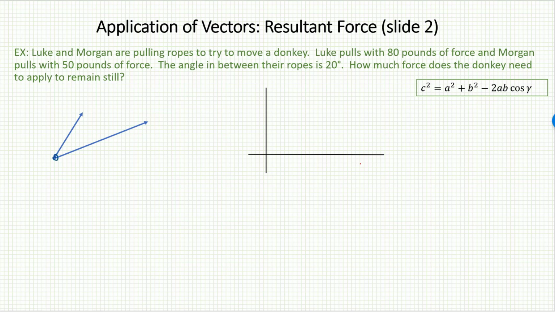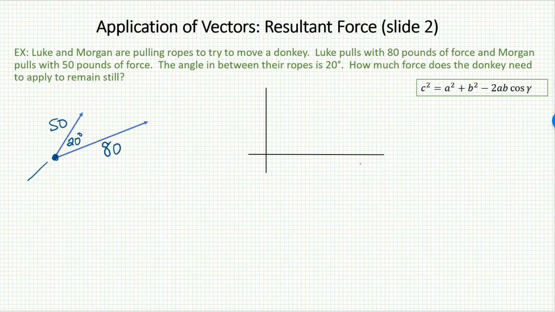The idea is that the donkey is right here, and they've got these two ropes attached. Luke is pulling with 80 pounds of force. Morgan is pulling with 50 pounds of force. And they're not pulling in quite the same direction. They're standing with an angle that's 20 degrees between them. The question says, how much force does the donkey need to exert so that it doesn't move?